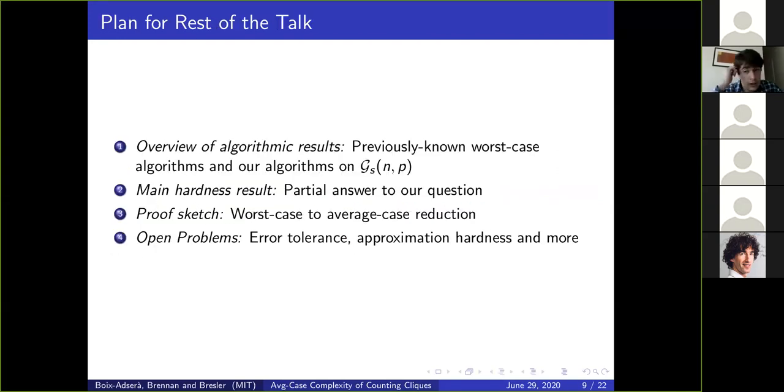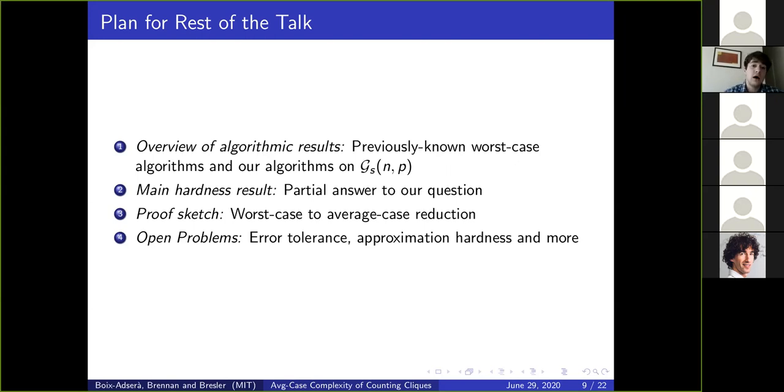So here's the plan for the rest of the talk. In the first part of the talk, I'm just going to overview the algorithmic results. So I'm going to mention the previously known worst case algorithms for K-clique counting on adversarially chosen graphs. And I'm going to mention some algorithms that we have in this paper for K-clique counting on Erdos-Renyi graphs.